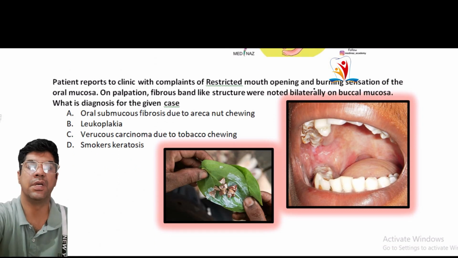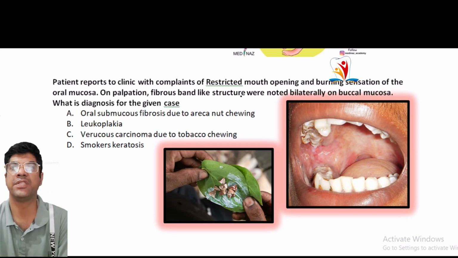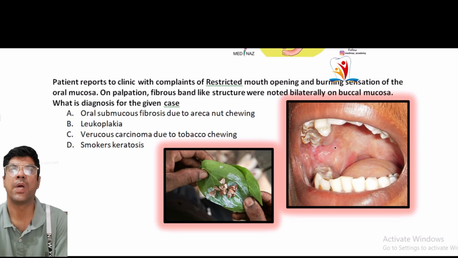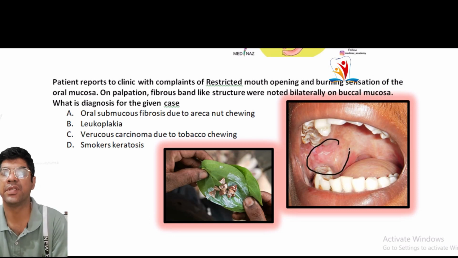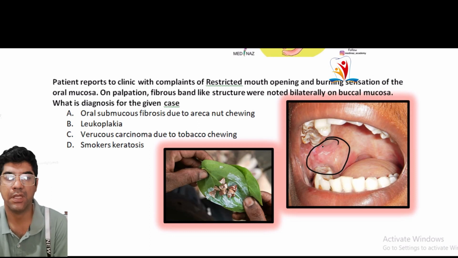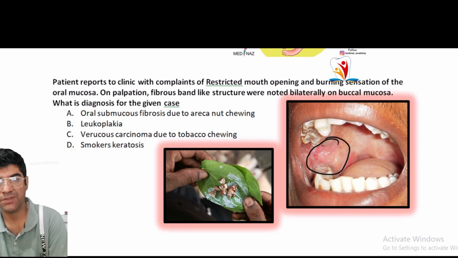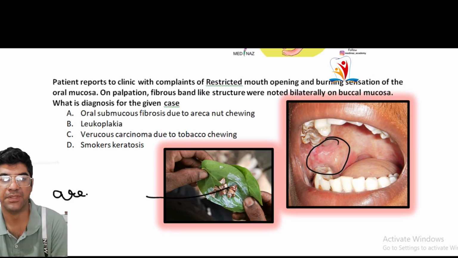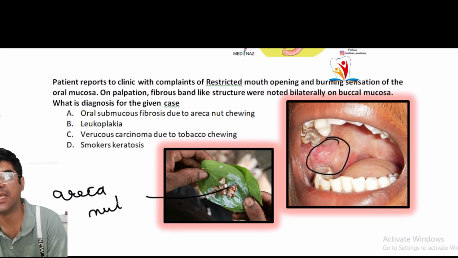Moving to the next question, a patient reported to the clinic with a complaint of restricted mouth opening. On palpation, fibrous band-like structures were noted bilaterally on the buccal mucosa. What is your diagnosis? Your diagnosis would be oral submucous fibrosis. It is due to areca nut chewing.